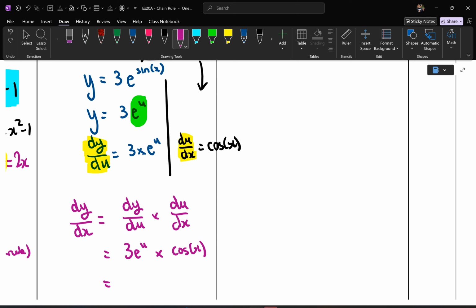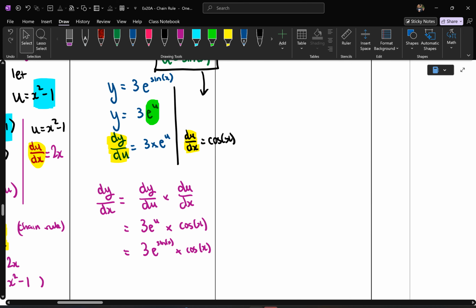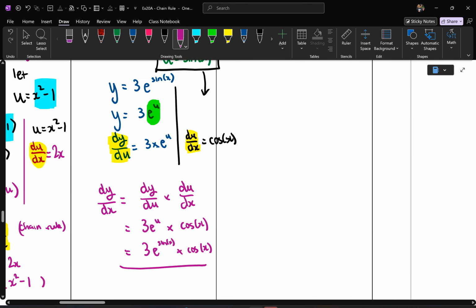But remember, we don't leave our answers with the letter u because u is made up and we're trying to find the change in y and change in x. So your answer is 3e^(sine of x) times cos of x. And you stop there. That's the derivative. Just don't forget what the derivative means.